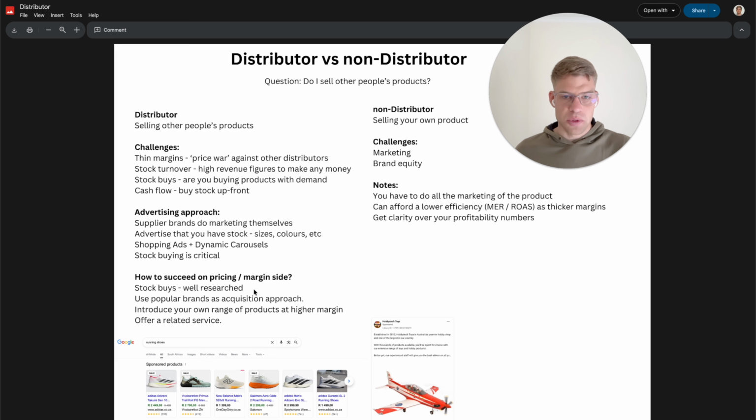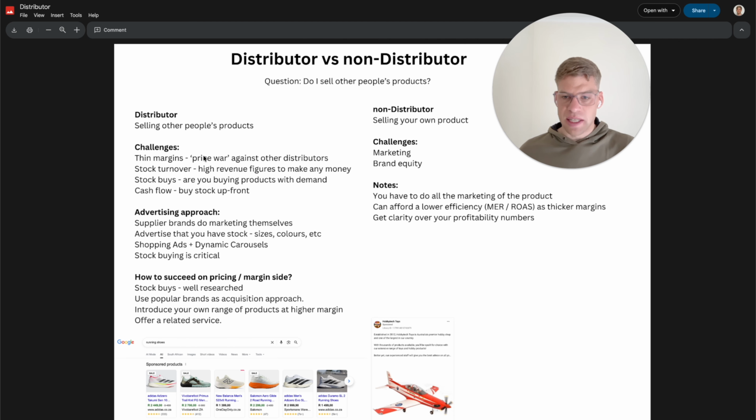So firstly, difference between a distributor and a non-distributor. Question to ask yourself would be, do I sell other people's products or other brands' products? So for example, someone selling Nike shoes would be a distributor, but someone manufacturing their own shoes or sourcing their own shoes and selling them under their own brand, that would obviously be a non-distributor.